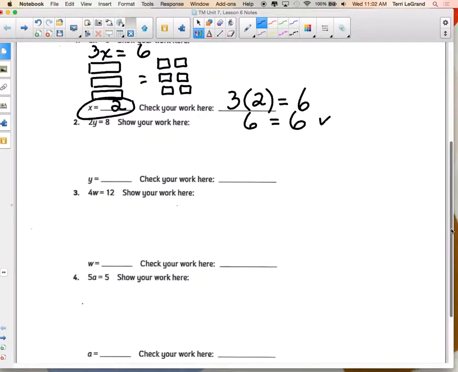Okay. Go ahead and show the next one. What would you draw? Remember, y tiles are really the same as x tiles. X has to share.